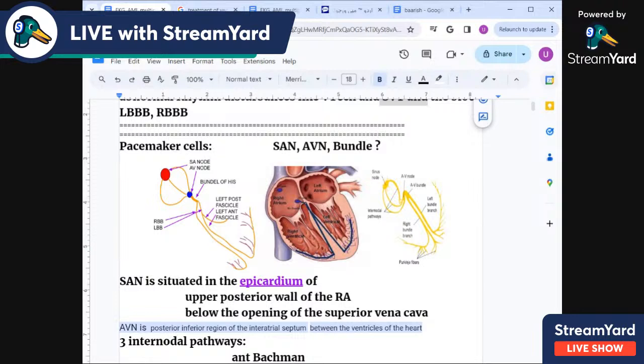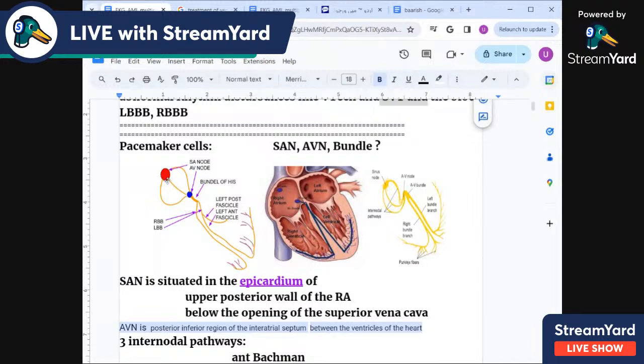So the right bundle branch, through the Purkinje tissue, supplies the right ventricle, and the left bundle branch divides into two, the left anterior and the left posterior fasciculus. And then through the Purkinje tissues, it supplies the left ventricle. So the speed of conduction is different in different parts of the conduction pathway.